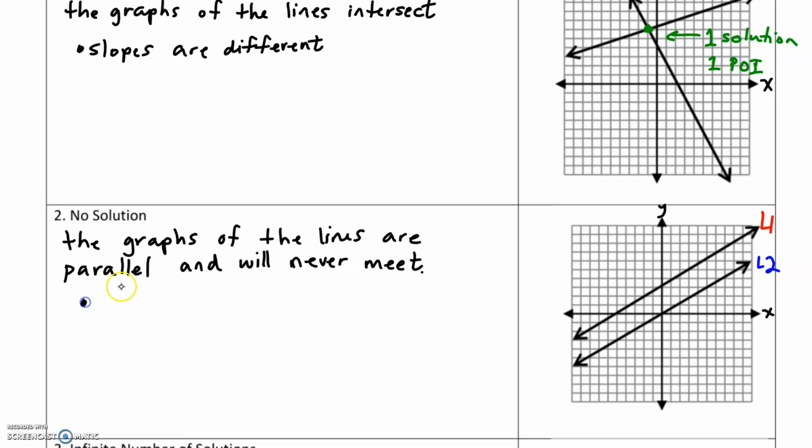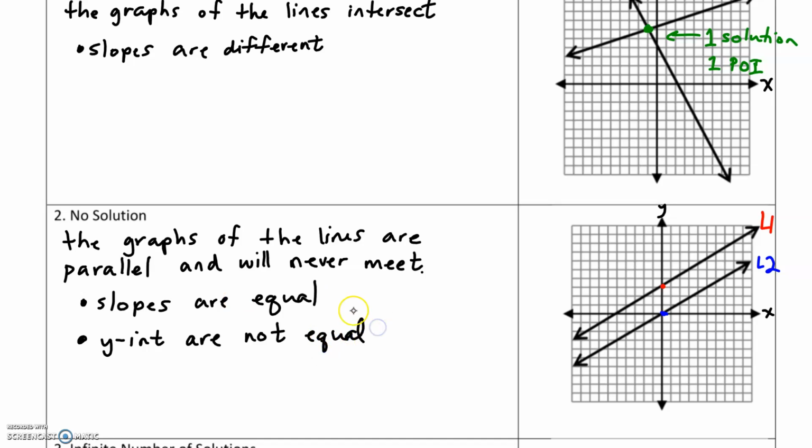And what we look at, if we don't have the graphs in front of us to see if the lines are parallel, we know that parallel lines have the same slope. So we're looking for slopes that are equal. If we have equal slopes, we know the lines could be parallel, but we have to look for one more thing. They also have to have different y-intercepts. Where they cross the y-axis has to also be different. So slopes are equal, y-intercepts are not equal. If you have two lines that have slopes that are equal and y-intercepts that are not equal, then that means we'll have no solution, no POI.